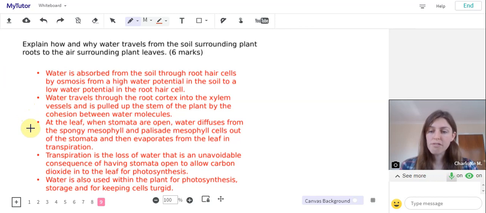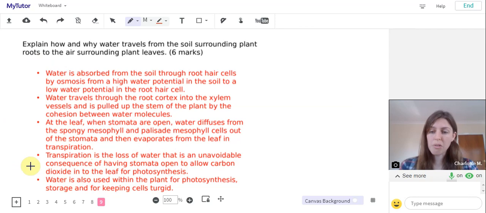Then, at the leaf, when stomata are open, water diffuses from the spongy mesophyll and palisade mesophyll cells out of the stomata and then evaporates from the leaf in transpiration. So there we've talked about how water travels through the plant. And now we've got 2 points to outline why.